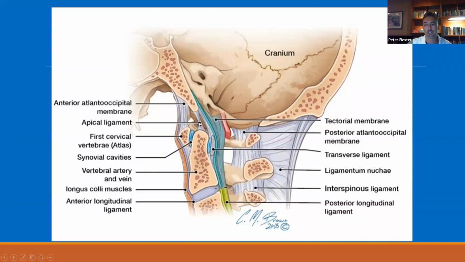This ligament probably contributes almost nothing to craniocervical stability, but it is a named ligament, and you can see it very well because this supradental space is filled with fat. So this ligament stands out very nicely on imaging.